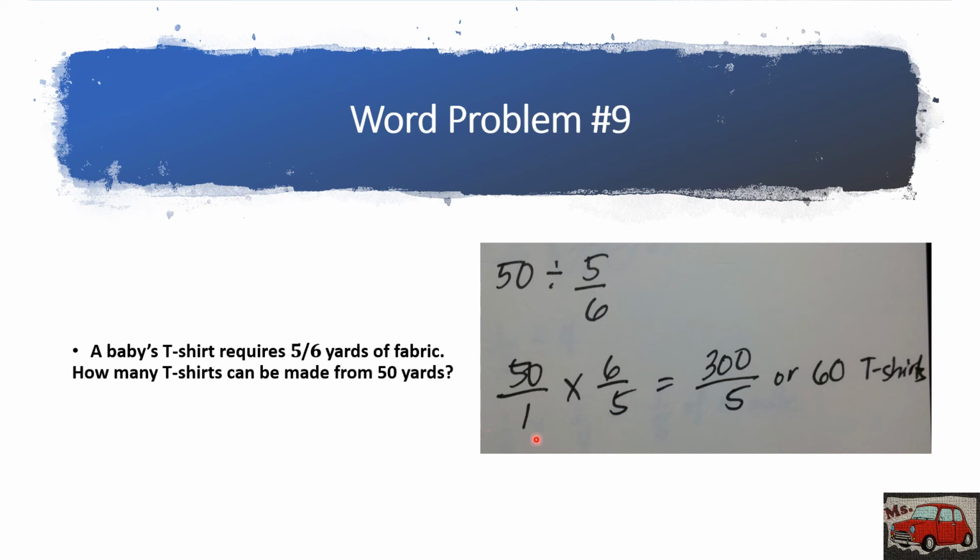So it will become 50 over 1 times 6 over 5. And the answer is 300 over 5 or 60 t-shirts. So, 60 t-shirts yung magagawa sa 50 yards. Alright? And ang bawat sukat ng bawat isa is 5 over 6 yards of fabric.